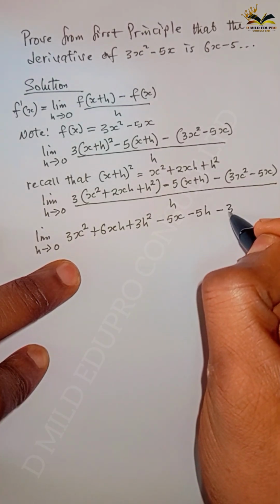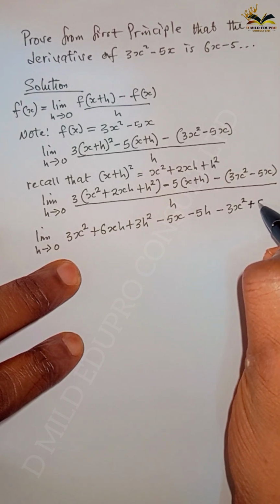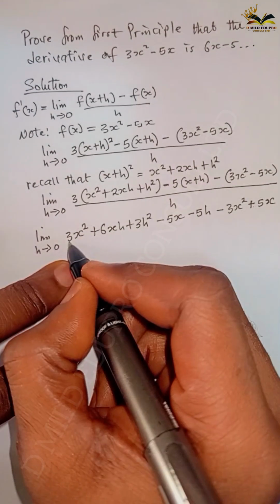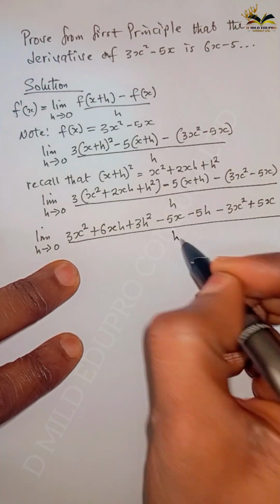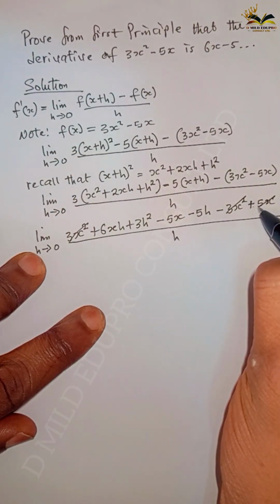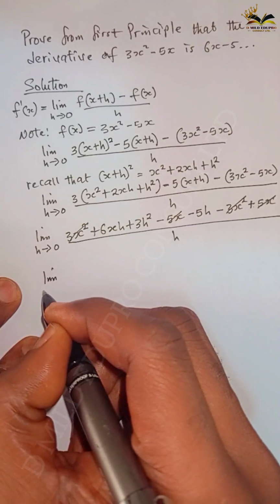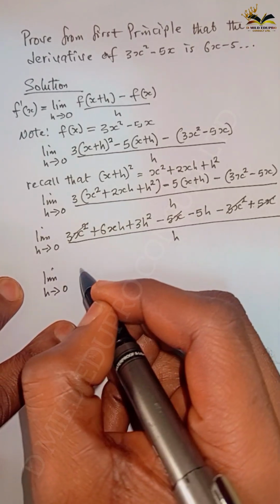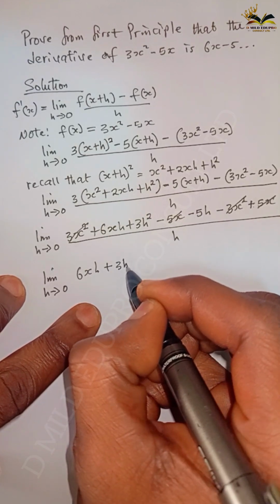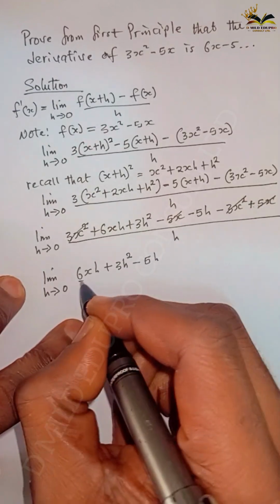then minus 3x squared, then plus, because minus times minus, you have plus, then 5x, all divided by the increment, which is h. Now 3x squared will cancel minus 3x squared, 5x will cancel minus 5x. So we are left with 6xh plus 3h squared and minus 5h, all divided by h.